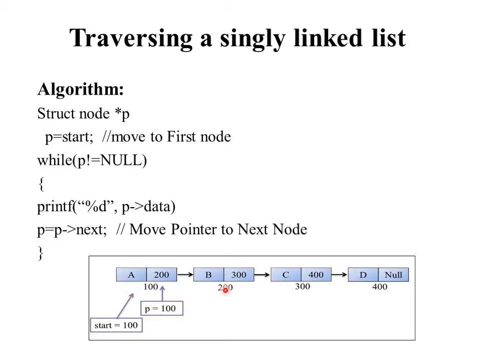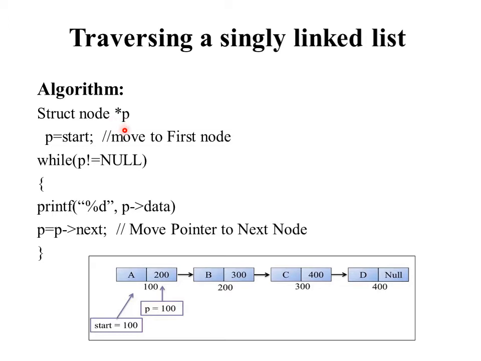In a singly linked list, the first node address is stored in start or head. The second node address, 200, is stored in the first node. The third node address is stored in the second node, and the last node address is stored in the third node. Okay, and here is null.